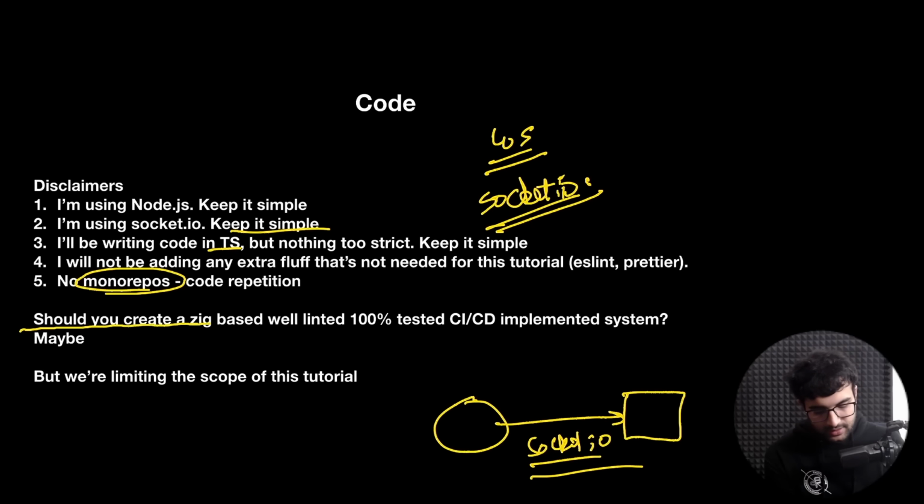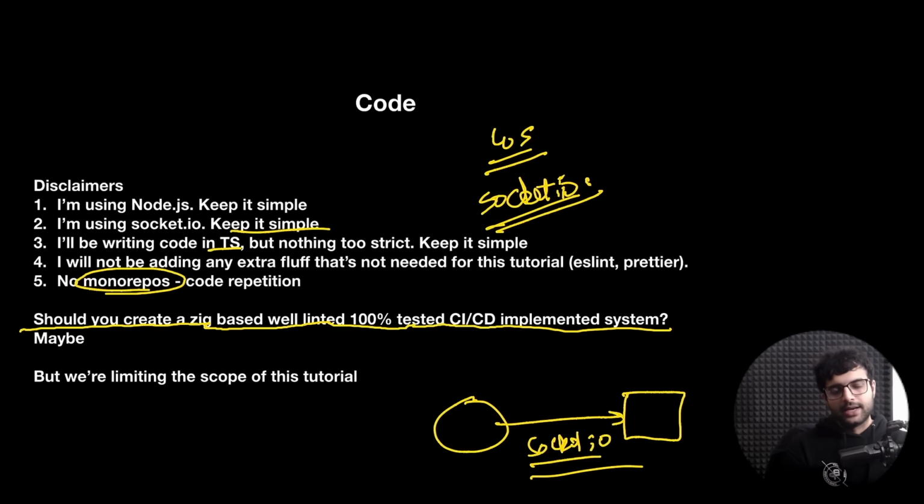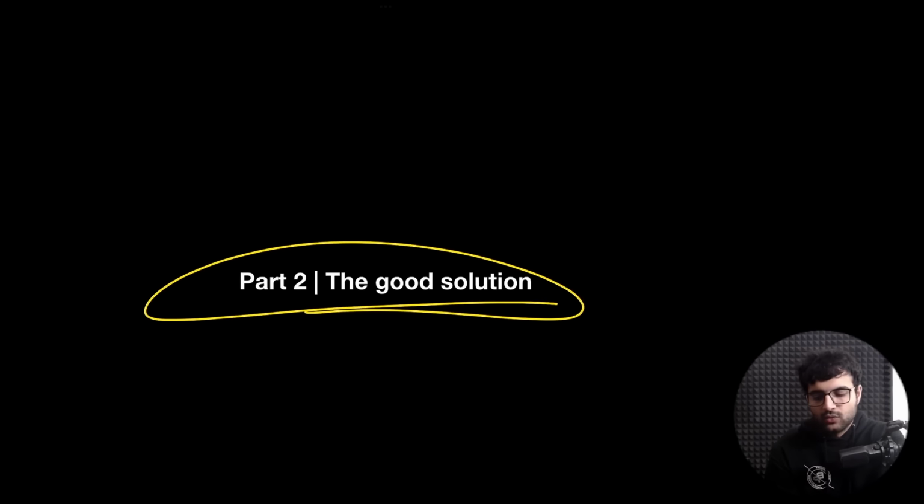Should you create this as a Zig based, well-linted, 100% tested, CI/CD implemented system? Yes. If you're building this in the real world, if you're a very big company like Repl.it, you probably want to add hundreds of different cosmetic things that I'm not adding, just to keep things simple. We're limiting the scope of this tutorial, so we have a lesser number of files to go through. With that, let's get to the code base before we move on to the better solution. Let's get into how I've built this first version of this application.